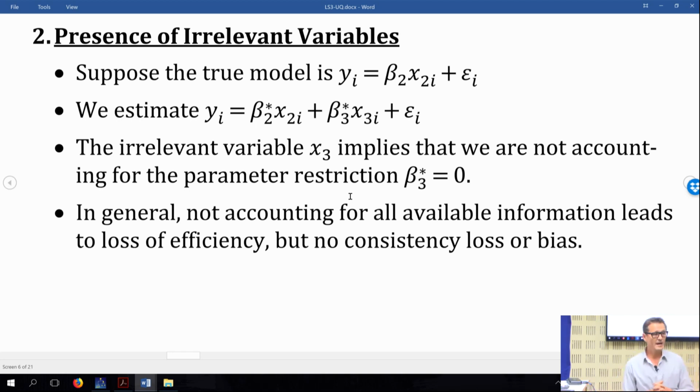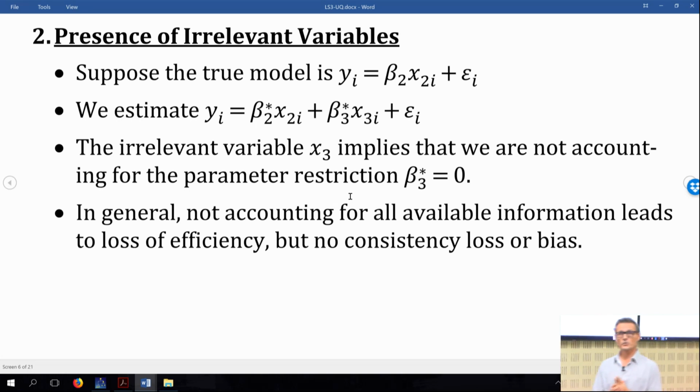So now let's take the reverse case. Let's suppose that the true model is beta 2 x2 plus epsilon, but we estimate a model incorrectly that includes x3. Okay, x3 does not, in truth, influence the outcome, but we've included it, so it's irrelevant.